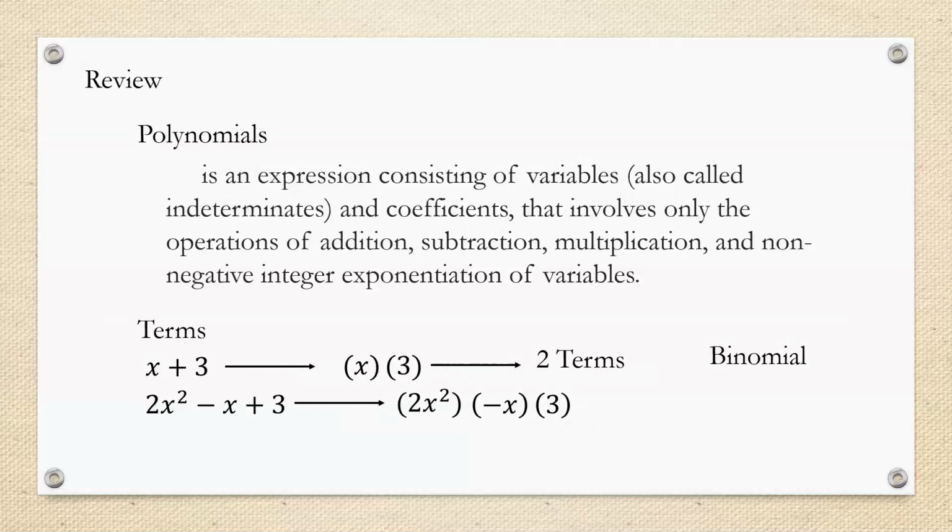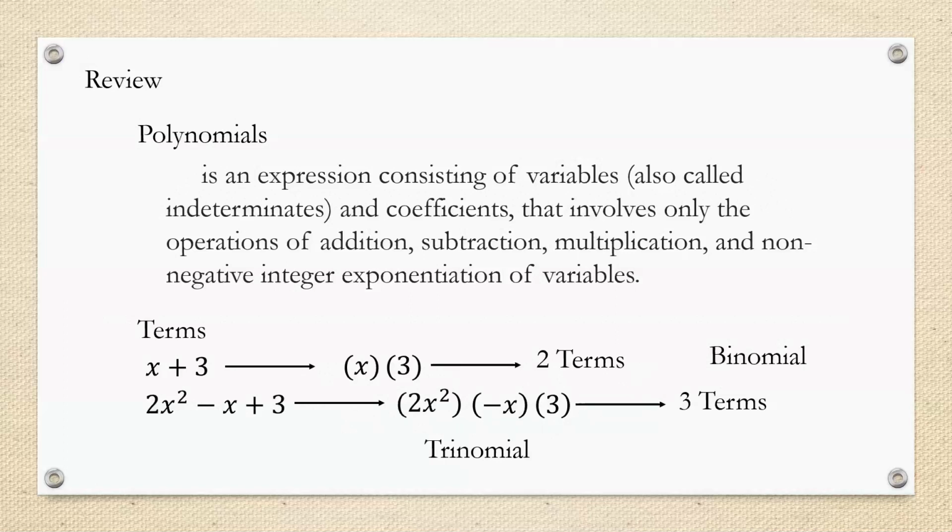Kaya please be more careful on identifying these terms. Okay? So how many terms do you see? Of course, it's obvious. We have 2x squared, there's 1, 2, and then we have 3 terms. And what do we call these 3 terms? 3 terms is what we call a trinomial.